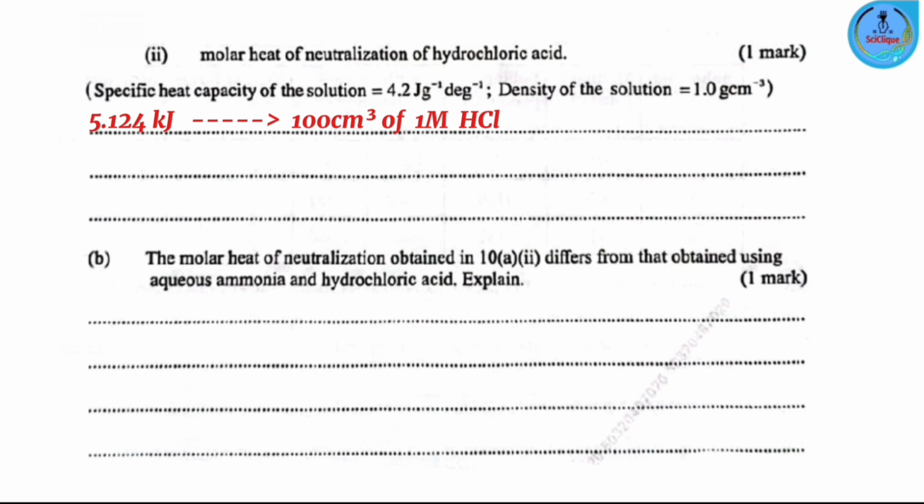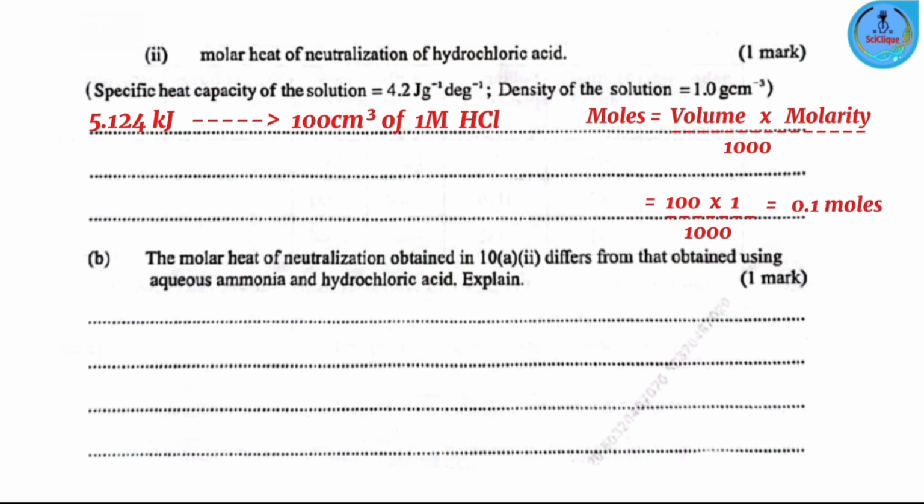How do we do that? We use this formula. Moles are given by volume multiplied by the molarity over 1000. Our volume is 100, our molarity is 1 over 1000, and we get the number of moles as 0.1. So these are the number of moles of hydrochloric acid that were used in this experiment.